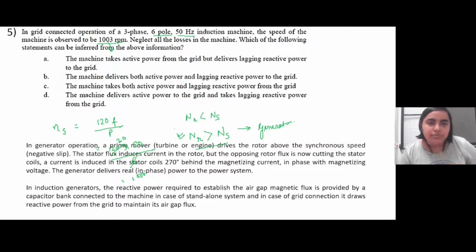And because of this, the stator flux induces the current in the rotor, but there is an opposing rotor flux which is also now again cutting the stator. So the current that is induced in the stator is actually lagging behind by 270 degrees from the magnetizing current, and it is in phase with the magnetizing voltage.